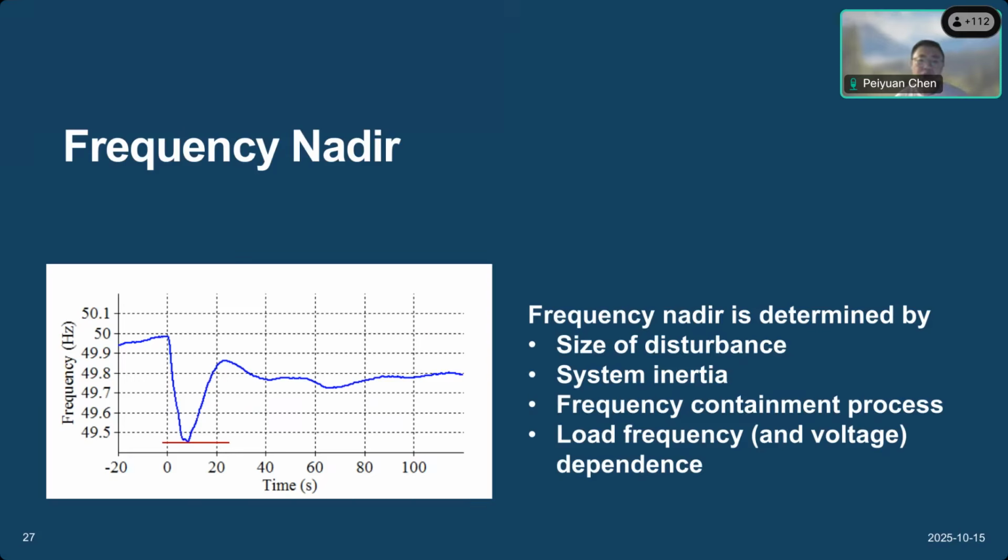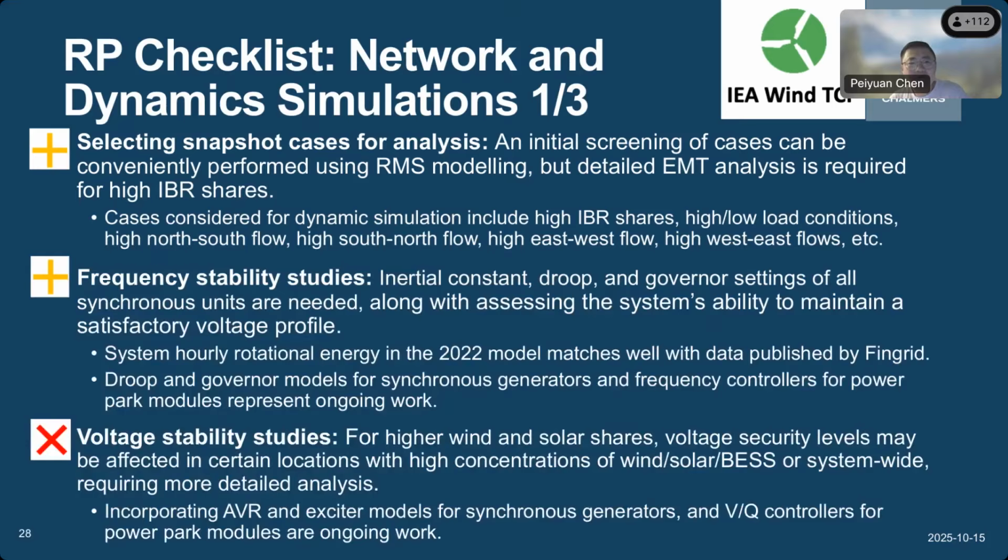And then also the load frequency and voltage dependence. In this particular event, we do not have the fast frequency reserve, the FFR. Otherwise, it would also impact the frequency nadir when the FFR is activated in the system. So that's what we have so far at the moment.